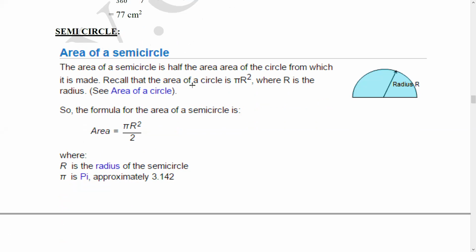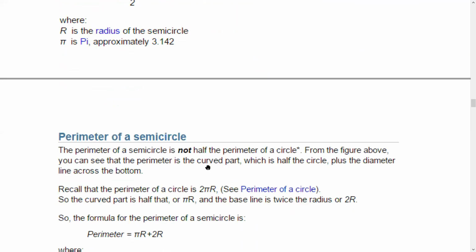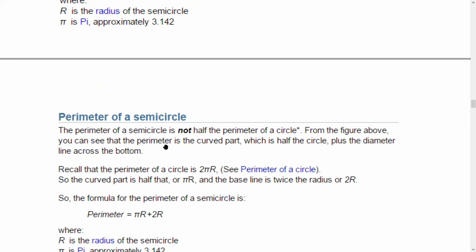So again, if we know the area of a circle is pi r squared, the area of a semicircle is just find the area of the circle and divide it by 2, okay? That's basically it. So the perimeter of a semicircle is not half the perimeter of a circle, right?